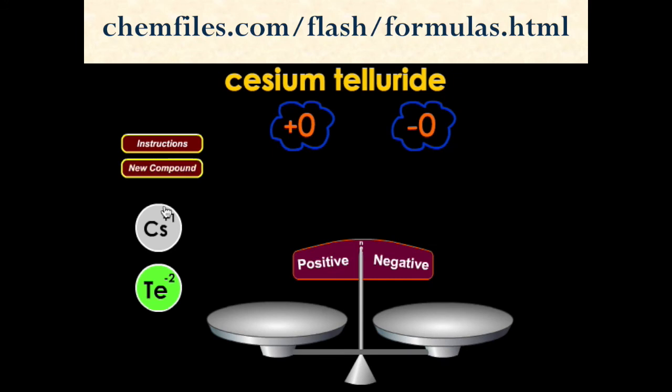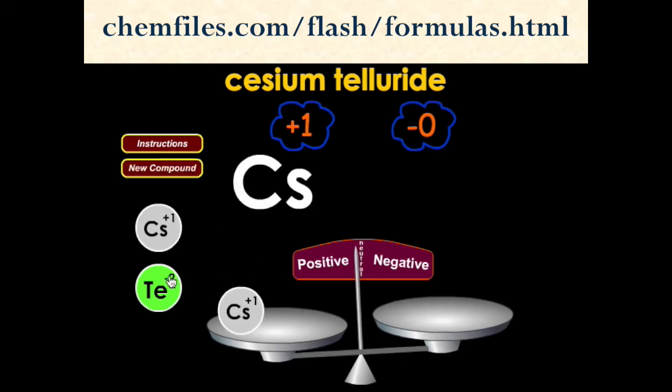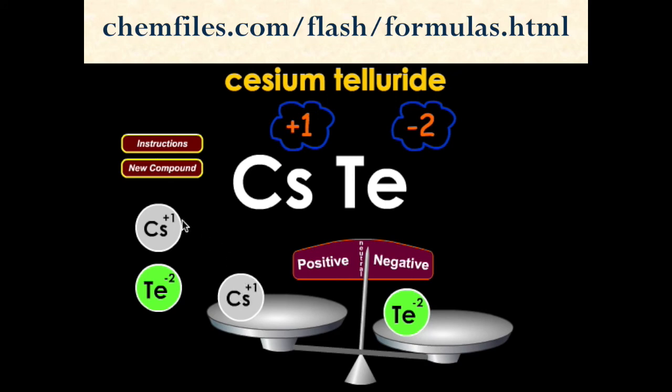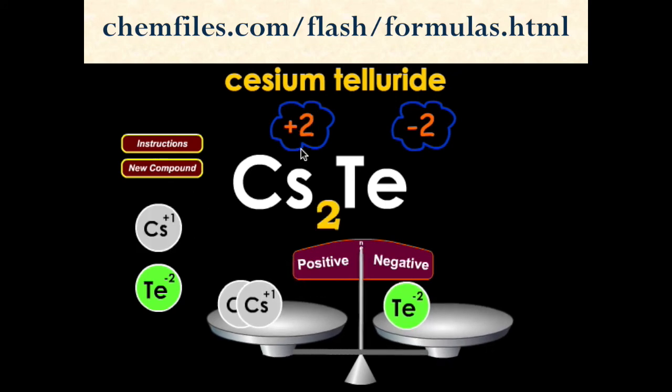So here's another example, simpler, cesium and telluride. Add one of each and you notice it's not balanced. We need more cesium, so now we have plus 2 and minus 2 of charges using cesium subscript 2 with telluride. So that's a nice little practice. You can try it on your own. I strongly encourage you to do that.